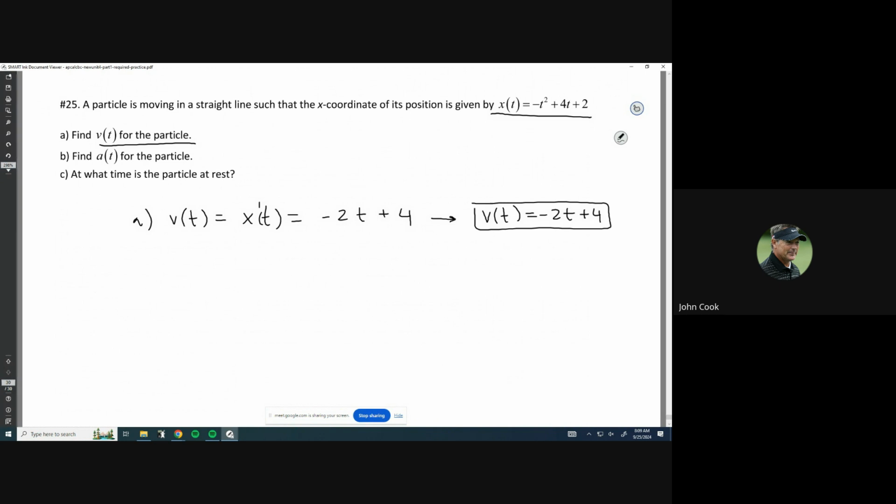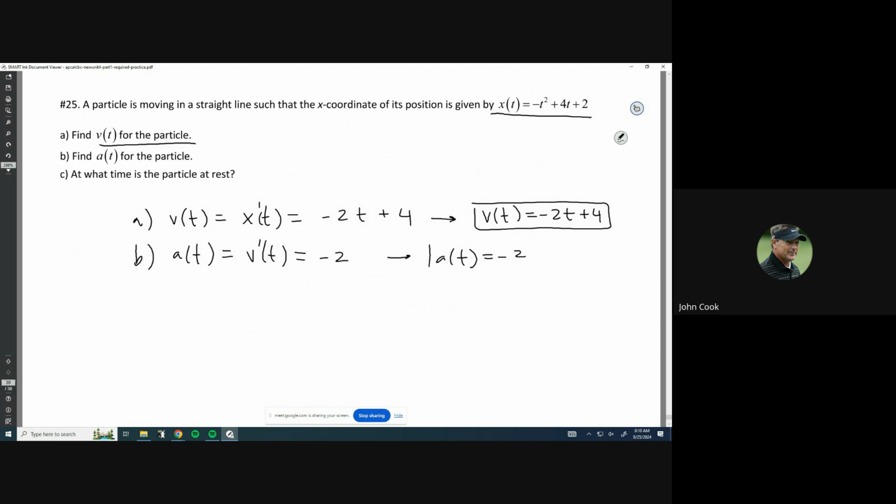Next up, acceleration for the particle. Well, acceleration is equal to the derivative of the velocity. So I'm going to take that same function that I just got, v of t, and take its derivative. That's just going to be negative 2. So the acceleration is always going to be negative 2 for the particle.